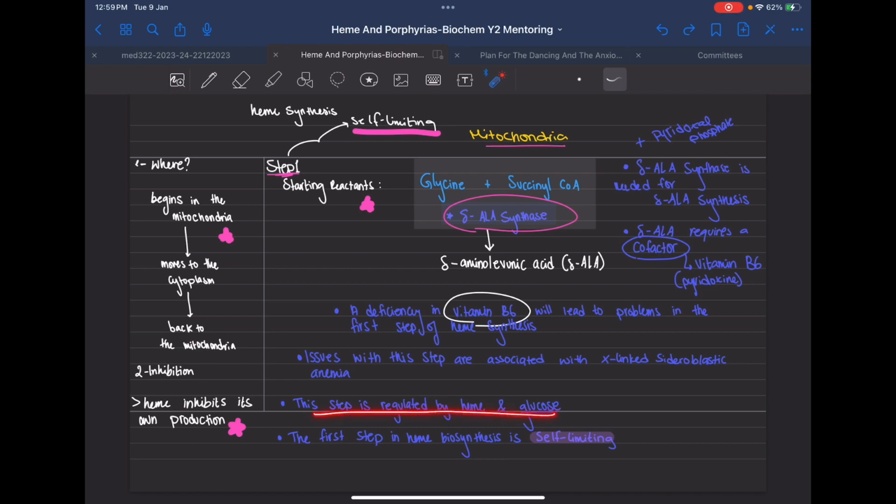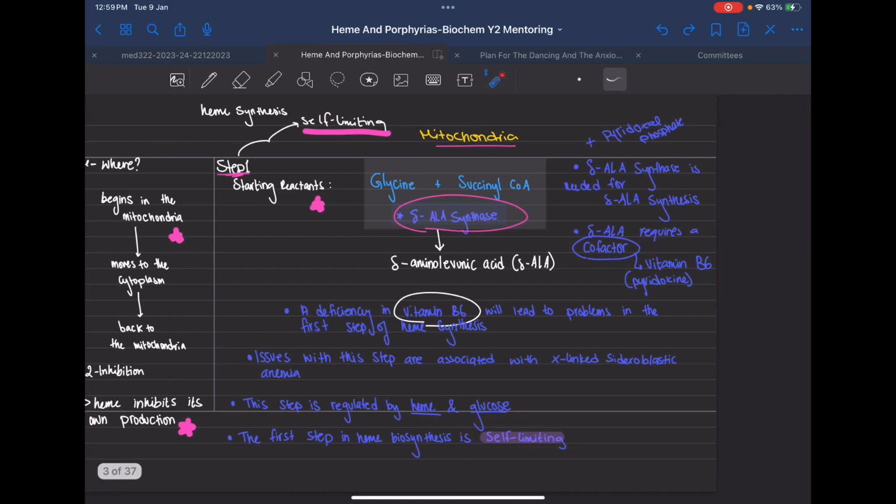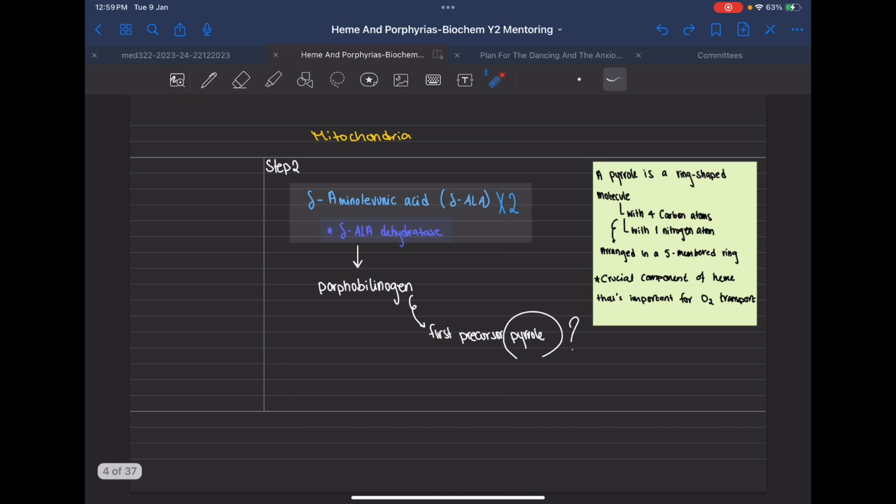This step is regulated by heme and glucose. Again, heme and glucose. More importantly, obviously, heme inhibits its own production, meaning this step is a self-limiting step. Okay, moving on to the second step. So again, we're still in the mitochondria here, meaning this enzyme is also a mitochondrial enzyme.